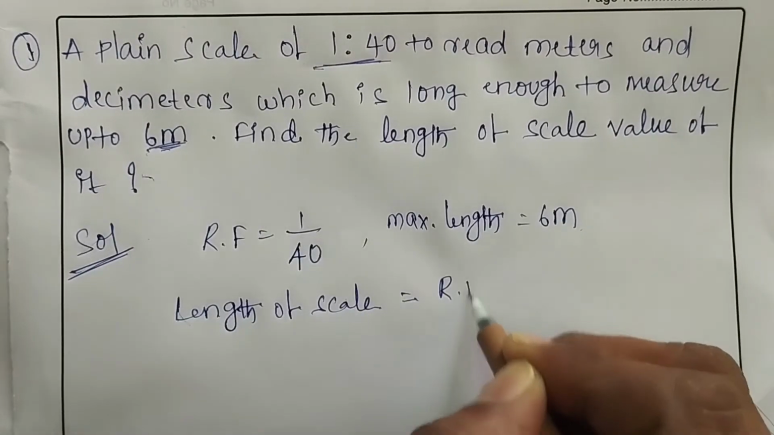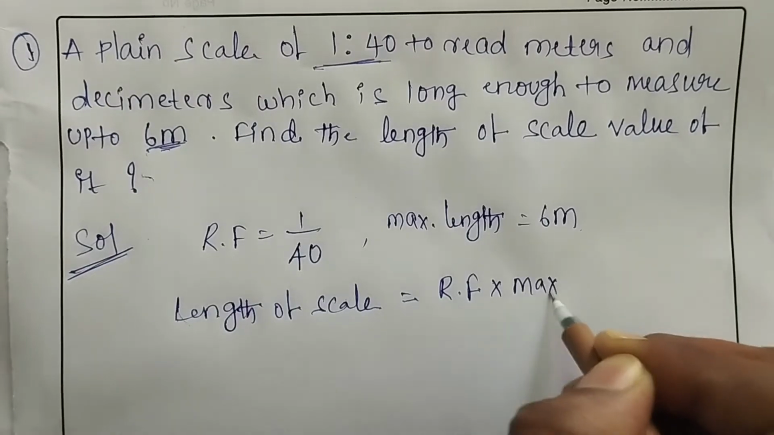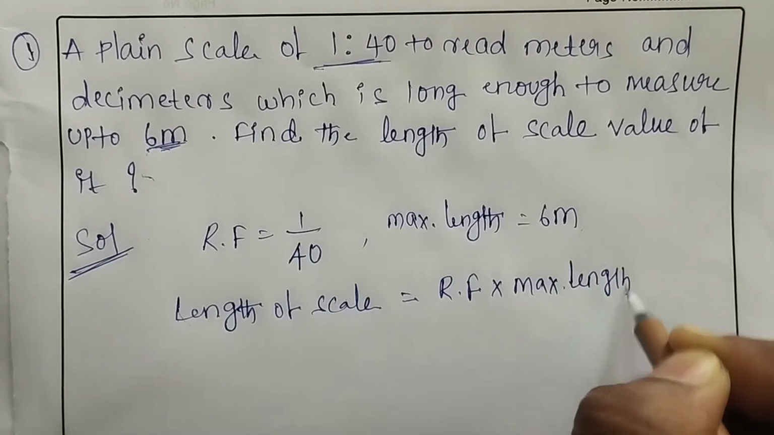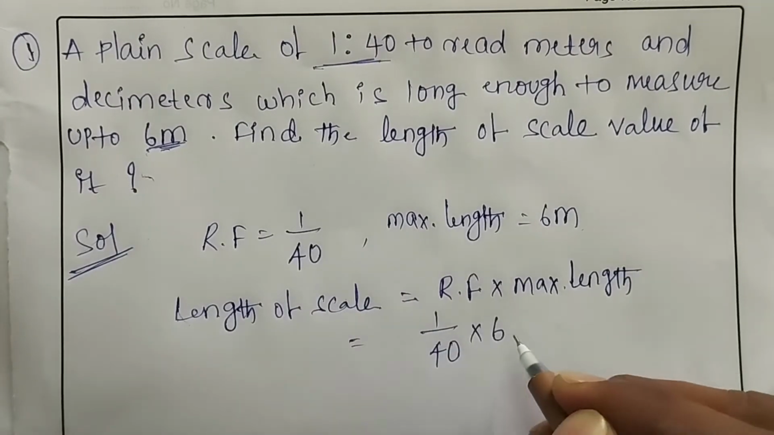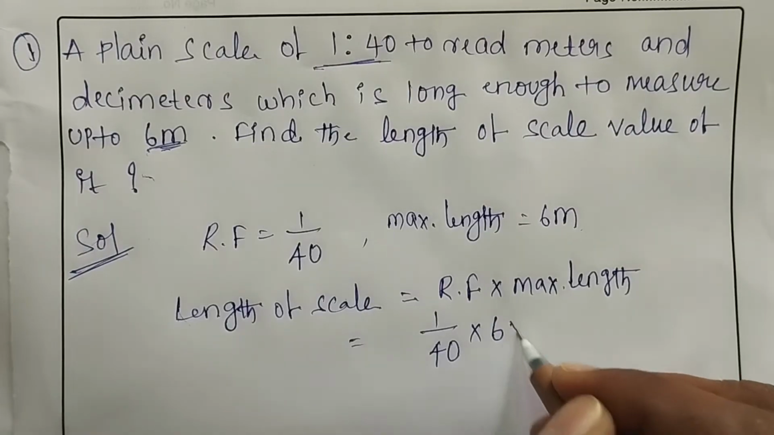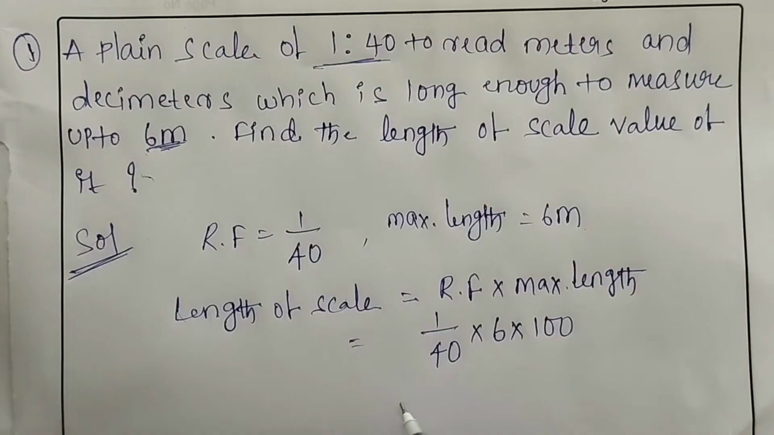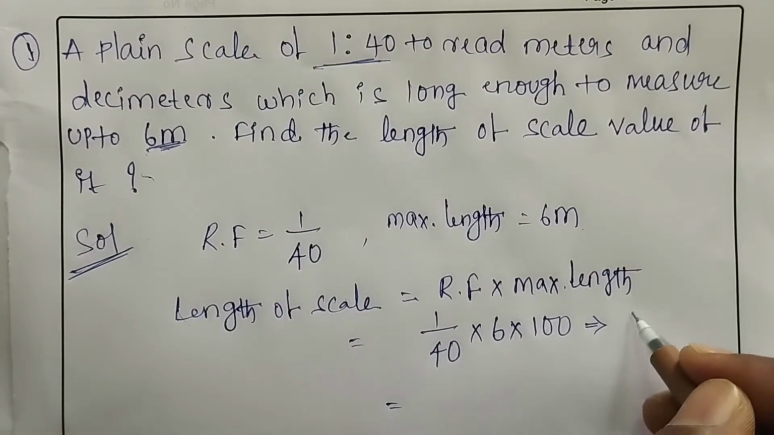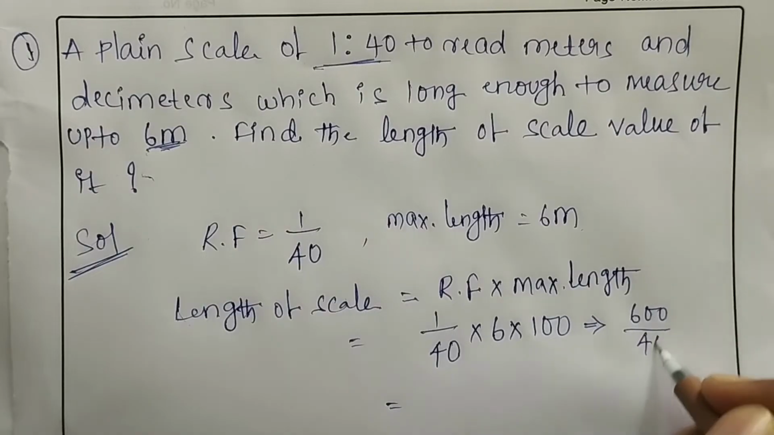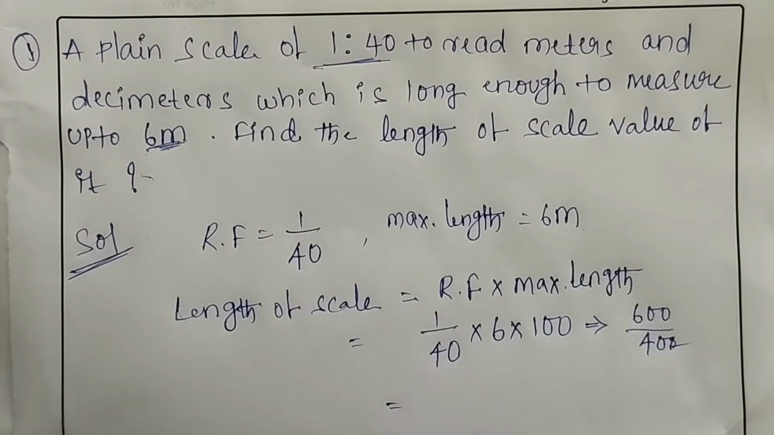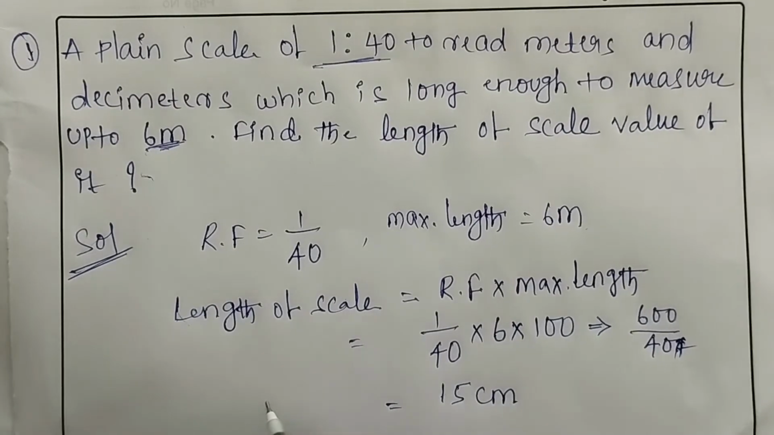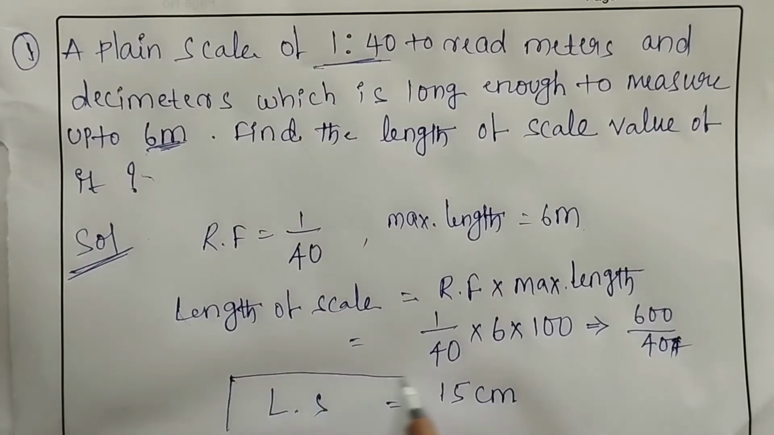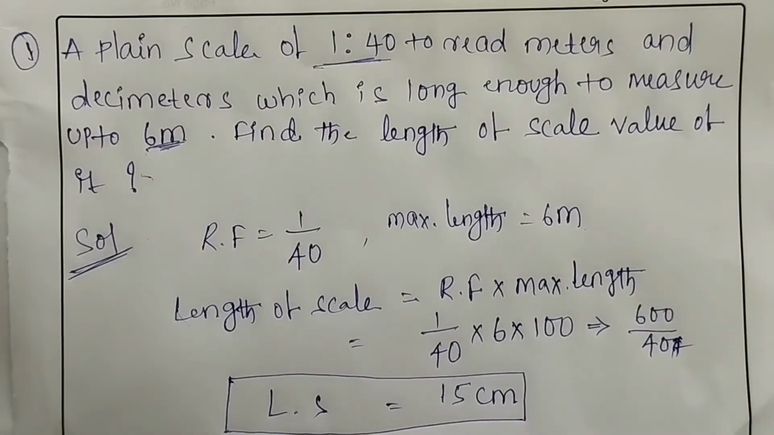Length of the scale is equal to RF into maximum length. So here we have 1/40 into 6 meters. I am converting meters into centimeters, so I get 6 into 100. If I simplify this, 600 by 40, it is going to be 15 centimeters. So LS, the length of the scale, is 15 centimeters.